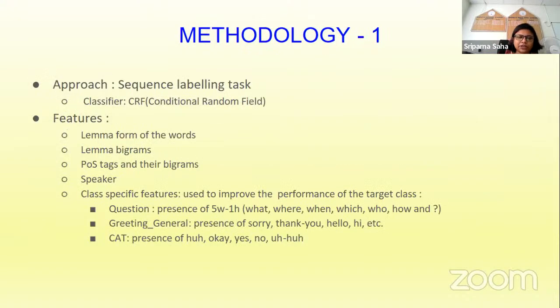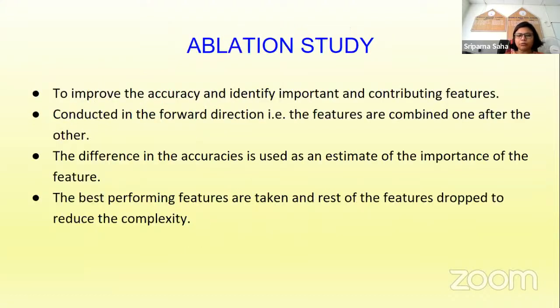So maybe initially we start with only the part of speech tag, and then we add the speaker information. Then we add some binary features. That way, in a forward direction, we start with a single feature and keep adding other features to the set, generating feature subsets, and we use the CRF classifier with each feature subset to find out the accuracy. The difference in the accuracies is used as an estimate of the importance of the feature.